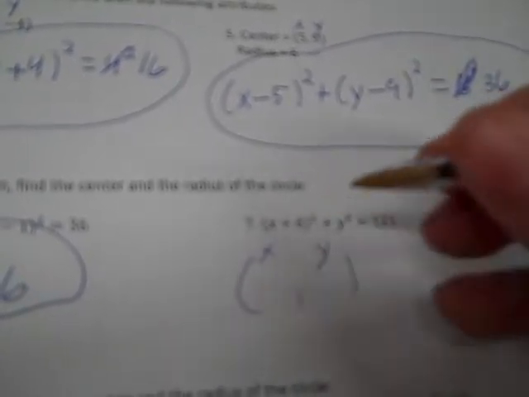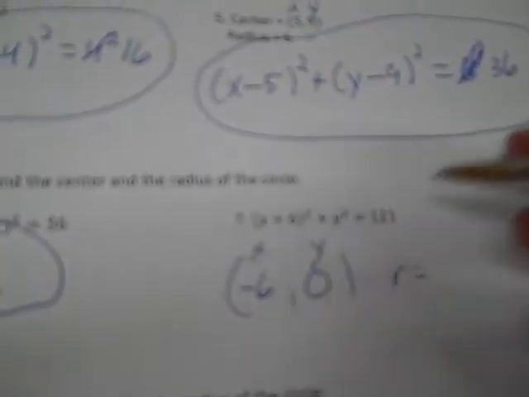Okay, next one, center. Opposite of +6 is -6. Y doesn't have anything, so that's going to be 0. And then find the radius, we need to find the square root of 121. That's 11.